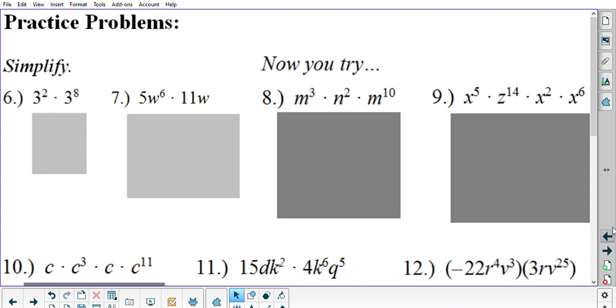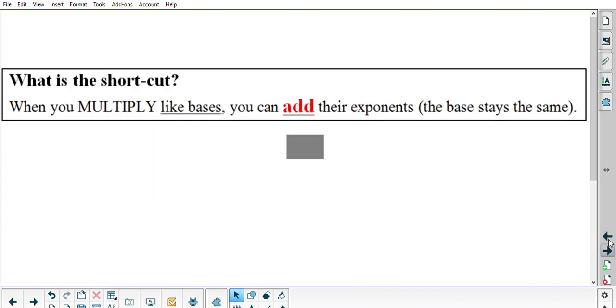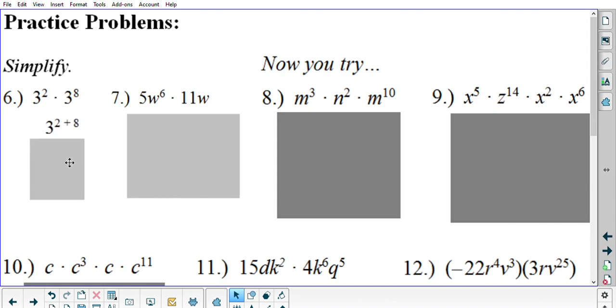Based on the shortcut that I just spelled out for you that we had discovered, we can take the exponents, add them together. The base is still the same. It's still the base of 3. And that gives you 3 to the 10th power.